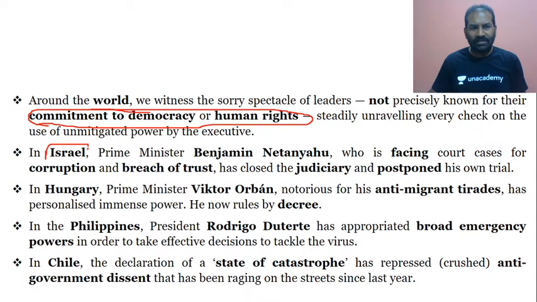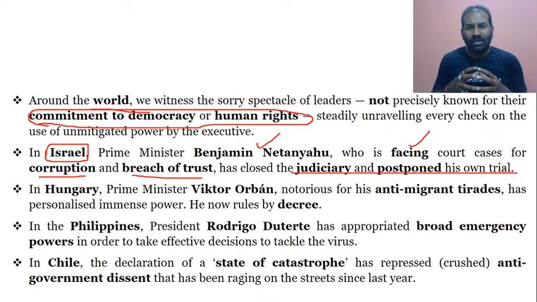In Israel we have seen the Prime Minister, Benjamin Netanyahu, who is facing corruption charges and breach of trust, close down the judiciary and postpone his own trial. So look at how we are trying to compare it with the powers the central government or the states have now, given to contain the pandemic, but used in a different way, with different methods.